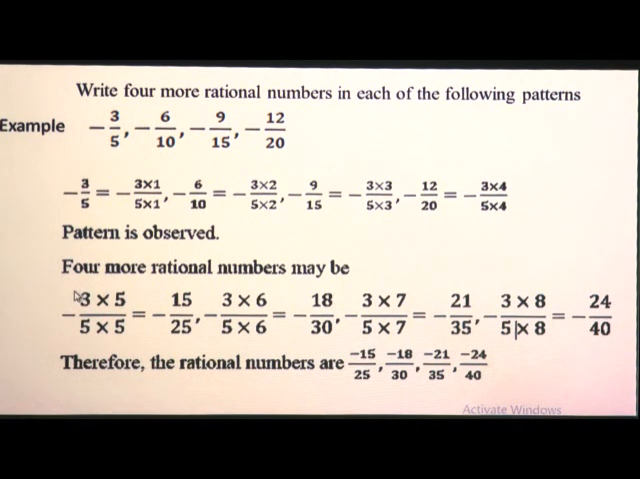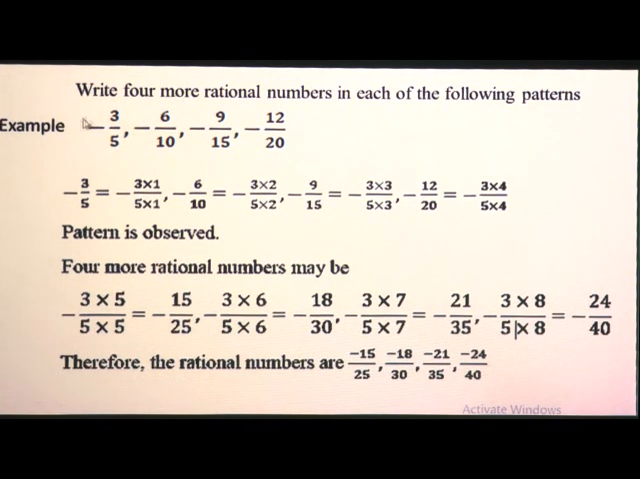We had taken a rational number as minus 3 upon 5 and we continued the pattern for 4 more rational numbers by multiplying with 5, 6, 7 and 8. So, we got these rational numbers: minus 15 upon 25, minus 18 upon 30, minus 21 upon 35 and minus 24 upon 40. My dear student, you have understood these rational numbers.